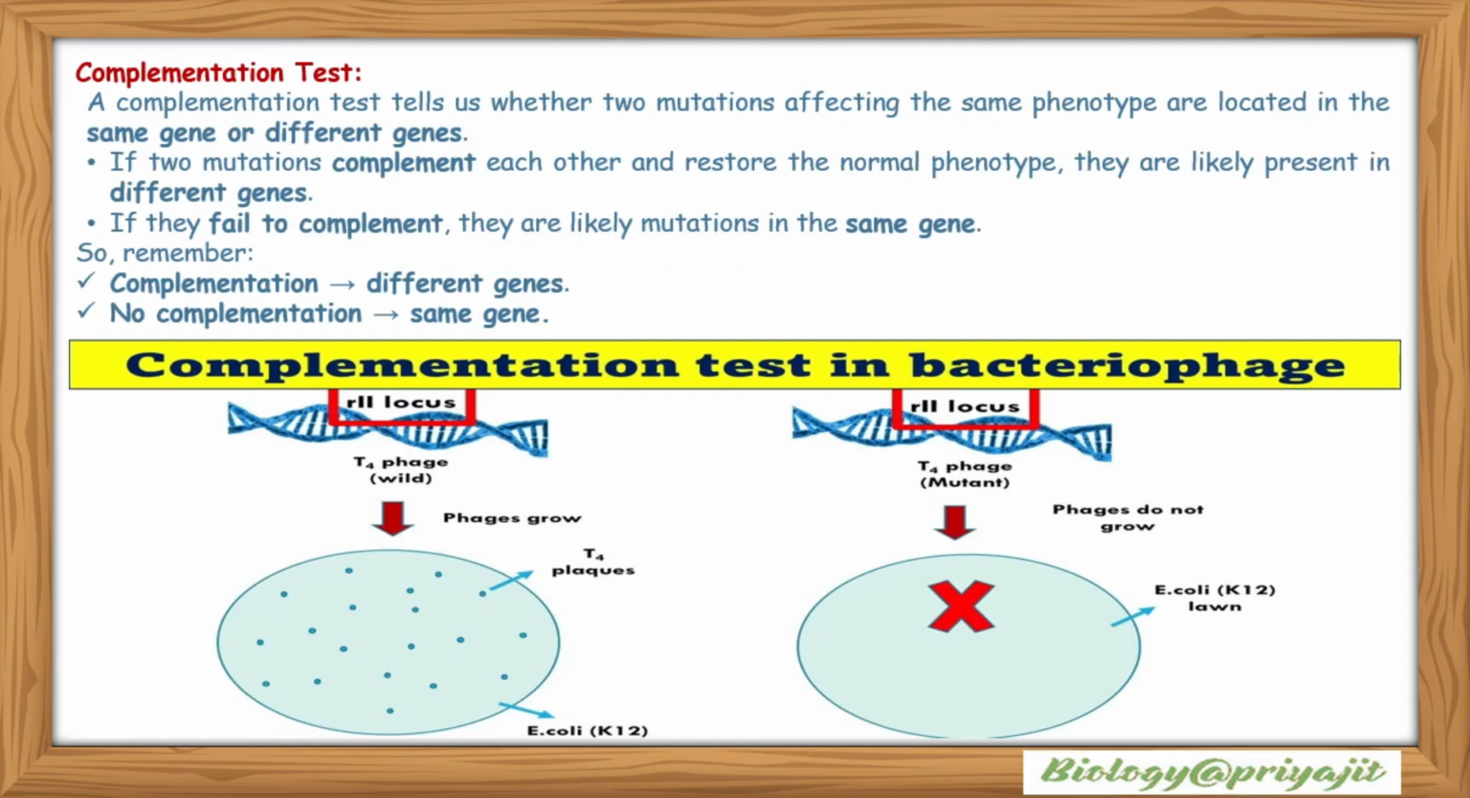Complementation test. A complementation test tells us whether two mutations affecting the same phenotype are located in the same gene or different genes. If two mutations complement each other and restore the normal phenotype, they are likely present in different genes. If they fail to complement, they are likely mutations in the same gene. So remember, complementation occurs in different genes, no complementation occurs in the same gene.